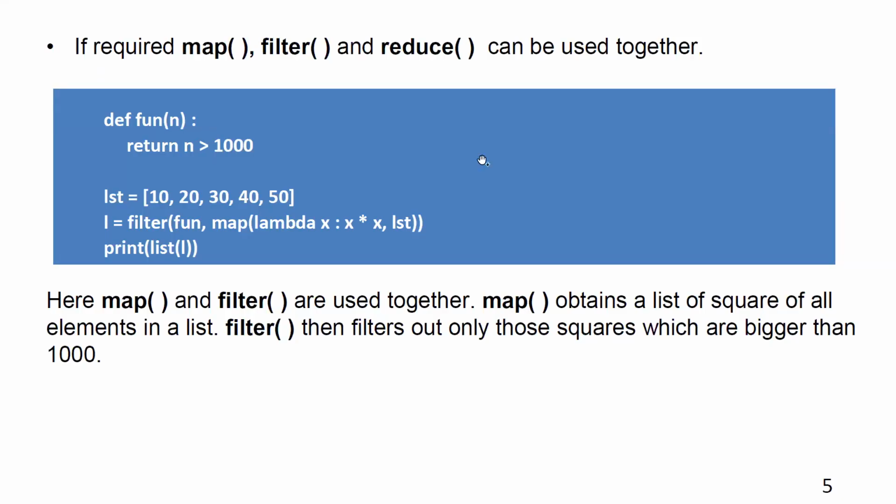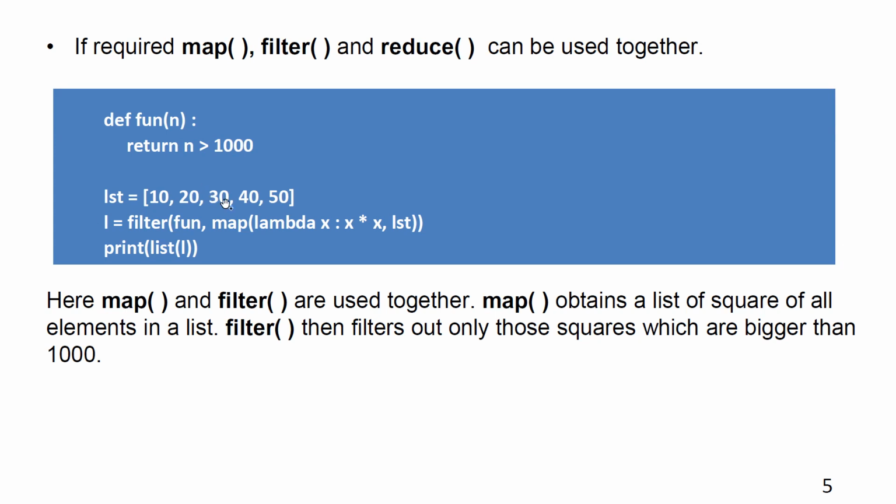In the previous example, we used map, reduce, and filter separately. Sometimes, if required, we can combine these three functions together. Map, filter, and reduce can be combined. Now see here, we are combining two functions, map and filter. Now define function n. So we take the argument n and return n is greater than 1000. And we get the values where n is greater than 1000.